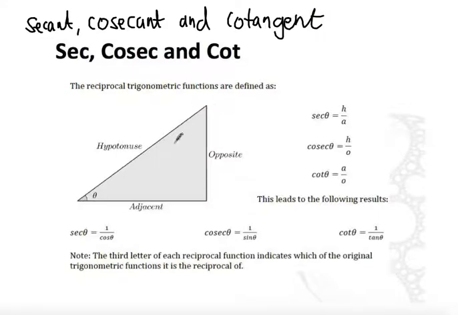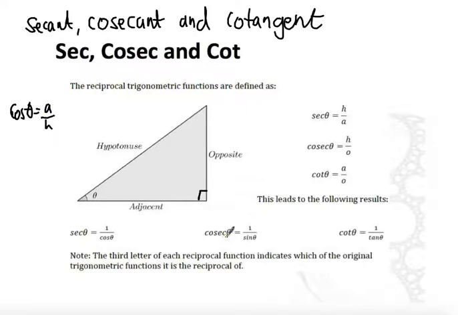If we consider the right-angled triangle that we used to work with for standard trigonometric functions, so for SOHCAHTOA, sec theta is defined as the hypotenuse over the adjacent, cosec theta the hypotenuse over the opposite, and cot theta the adjacent over the opposite. This means that since sec theta is hypotenuse over adjacent, it's equivalent to 1 over cos theta, because cos theta is adjacent over hypotenuse.